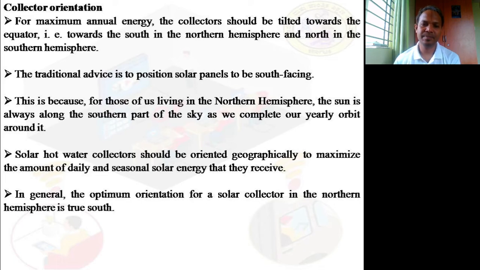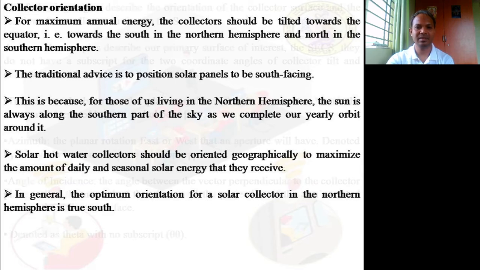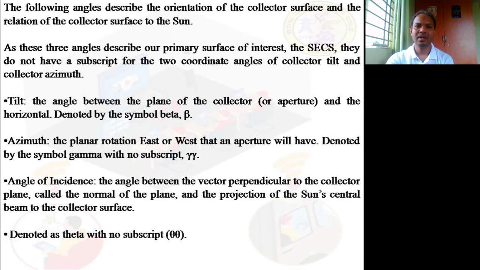In general, the optimum orientation for a collector in the northern hemisphere is true south. If it is the northern hemisphere, we have to place it in the south direction. If it is the southern hemisphere, then we have to face it towards the north. That is what a few of the angles describe: the orientation of the collector surface and the relation of the collector surface to the sun.